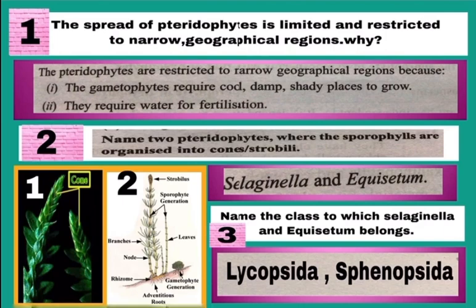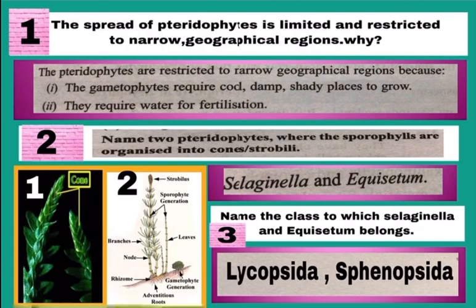Why? Because of two main reasons, pteridophytes are restricted to narrow geographical regions. Number 1, they require cool, damp and shady place to grow, and second, they require water for fertilization. So these two are the main reasons for which the pteridophytes are restricted to narrow geographical regions.